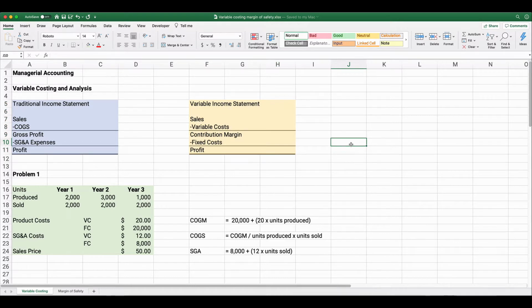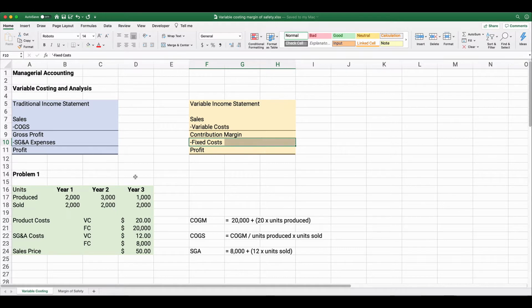Sales minus variable costs gives us contribution margin, minus the fixed costs gives us profit. Now the traditional looks at product cost and period cost. So cost of goods sold is the cost of the products that we sold, and then we have period cost. The variable costing statement looks at variable costs, costs that change with volume, and fixed costs, the total costs that stay the same.